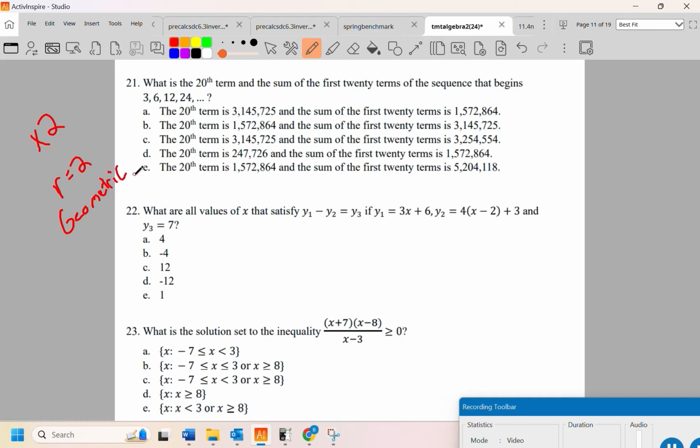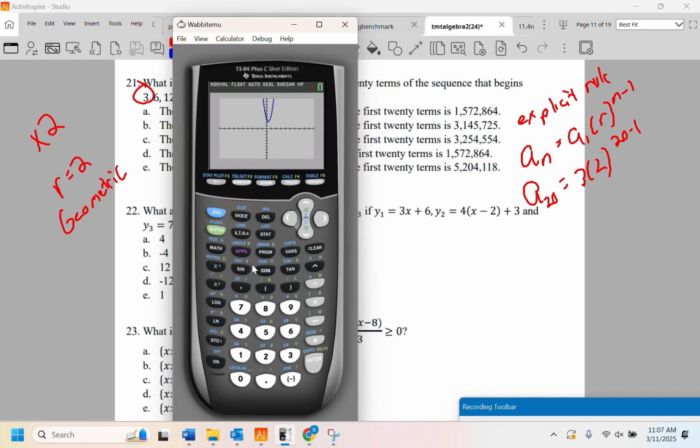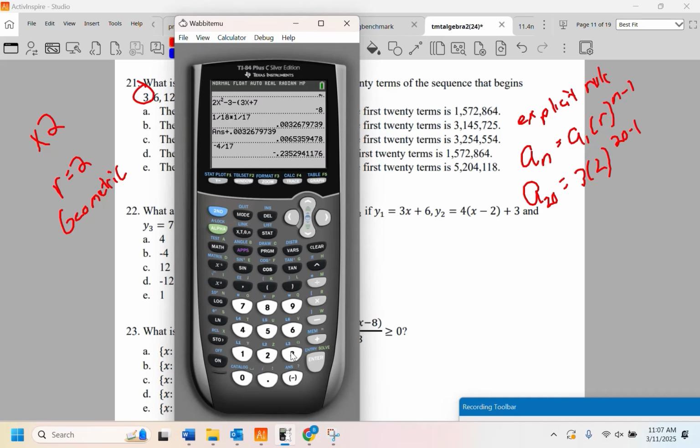Okay? The explicit rule for a geometric sequence is that the nth term is the first term times r to the n minus 1. So if I want the 20th term, a sub 20, I'm going to be the first term of 3 times a ratio of 2, and it's going to be raised to the 20 minus 1 power. And it's going to be a big number. There ain't no doubt about it. How big? I don't know. We have a 3 times a 2, and it is roof-topped to the 19th power.